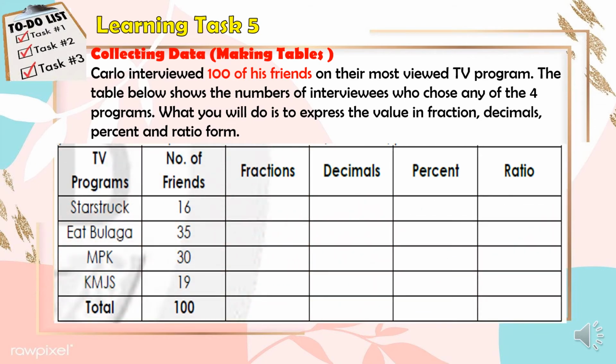Okay, so we have the TV programs: Starstruck, It's Showtime, MTK, KMJS. And the number of friends: for Starstruck, we have 16. For It's Showtime, we have 35. For MTK, we have 30. And for the KMJS, we have 19. So for a total of 100. So let us now give the fraction, the decimals, the percent, and the ratio.